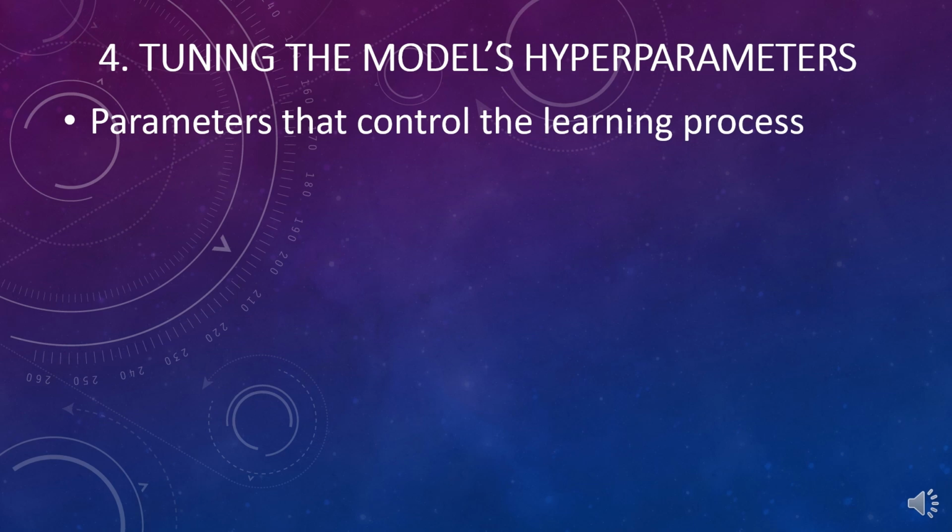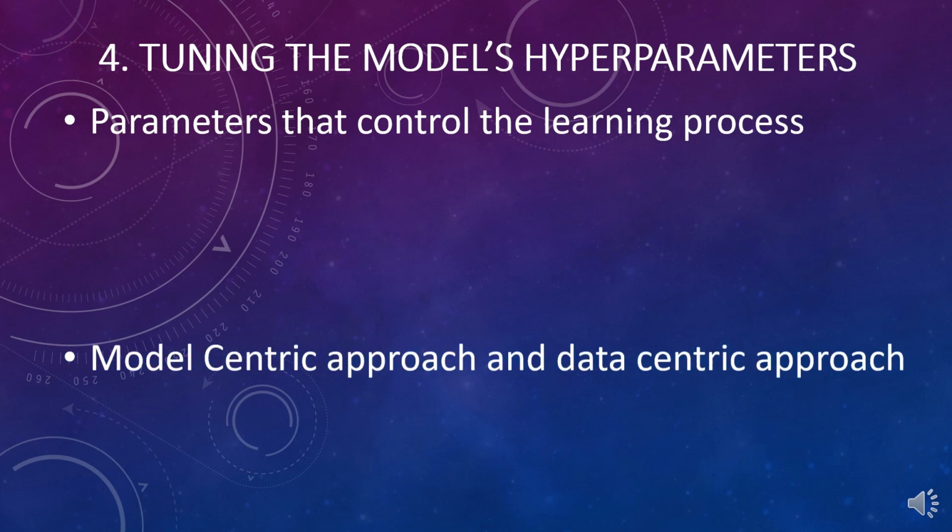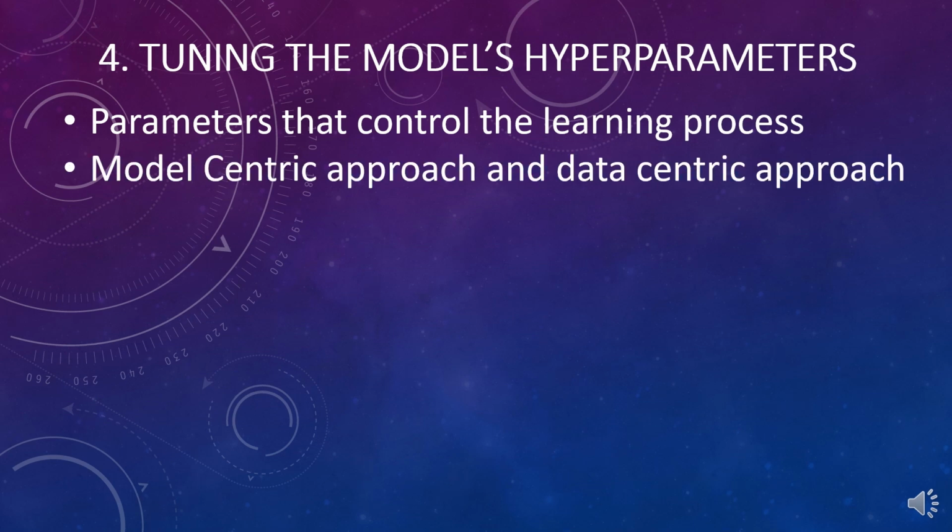Hyperparameters control the learning process. Hyperparameter tuning is the process of selecting the optimal set of hyperparameters and an important step in the model development process. Two options: one is the model-centric approach and the other is the data-centric approach. Model-centric approach focuses on the characteristics of the model itself, such as the structure of the model or the types of algorithms used. An example of hyperparameter tuning is a grid search.